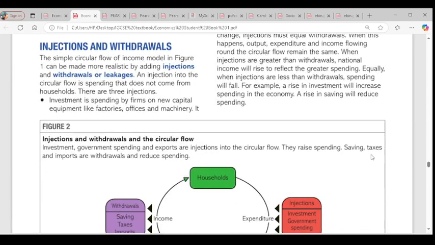So we'll go to injections and withdrawals. Previously we talked about the closed economy. In the closed economy, there's no injections and withdrawals.